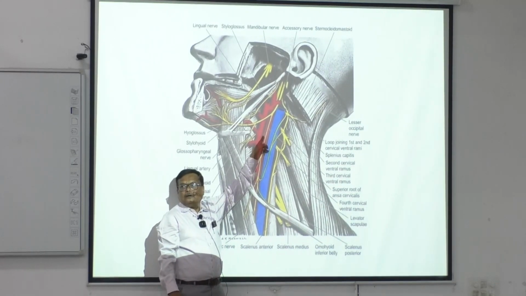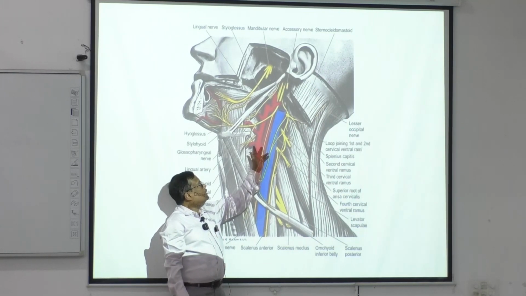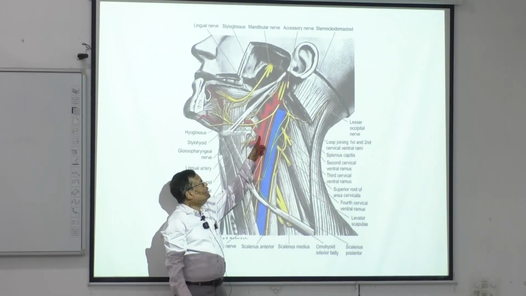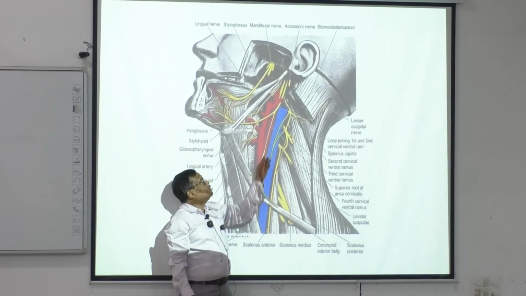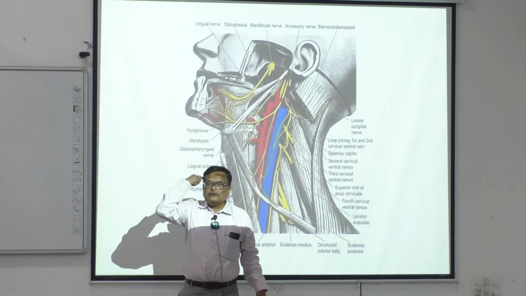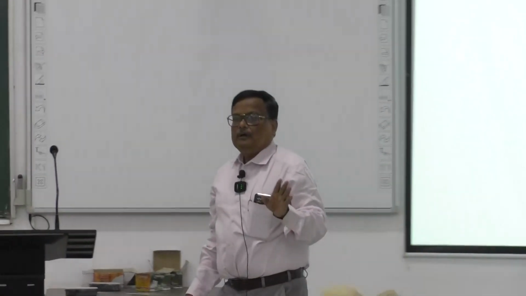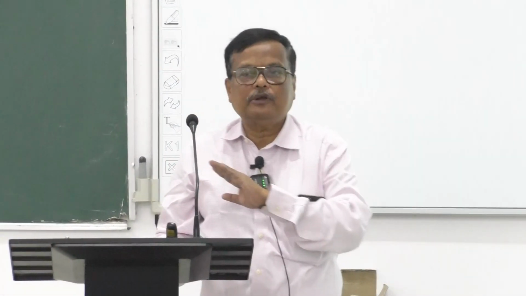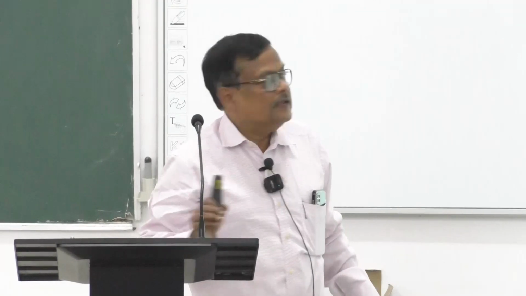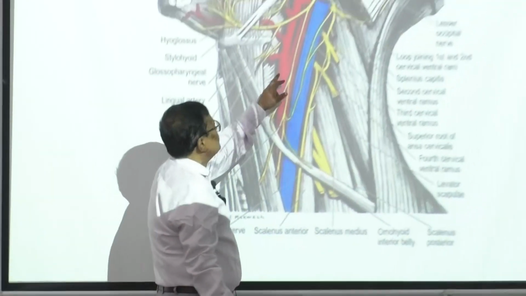Can everyone see this? This is the common carotid artery. Here it divides into external jugular artery and internal jugular artery. Internal jugular artery goes up to enter the cranial cavity, and there is no branch it gives in the neck. Internal jugular artery gives no branch, and external jugular artery gives multiple branches in the neck.